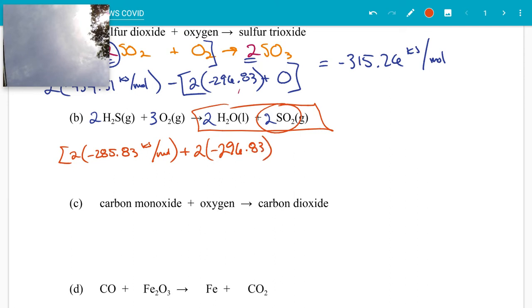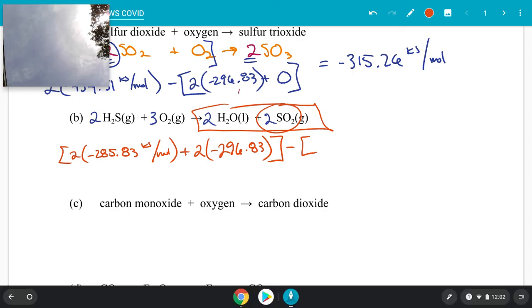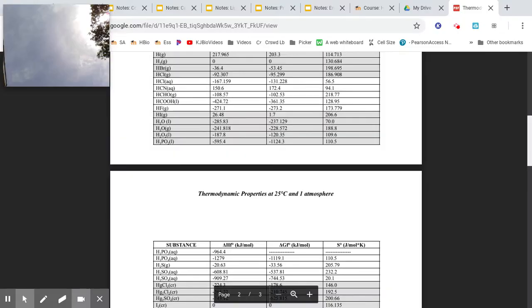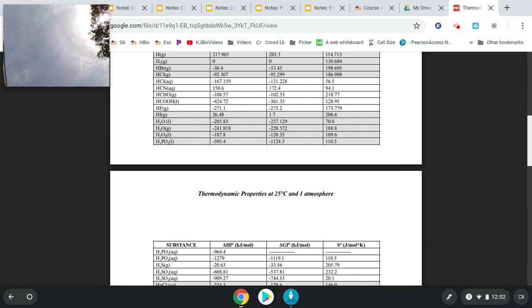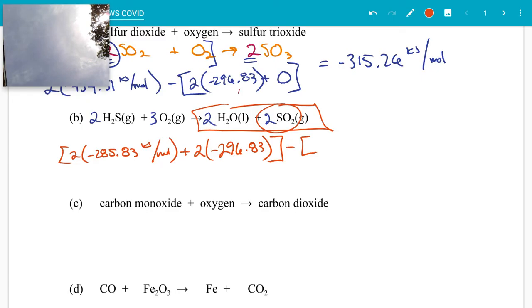6.83. And that's my close bracket. So now I am done with the products. From that, I'm going to subtract the reactants. There are 2 H2S's. So if I go back to my table and I look up H2S, I see it right there near the bottom of the table, minus 20.63. Go back, and I have 2 of them. So 2 times minus 20.63.